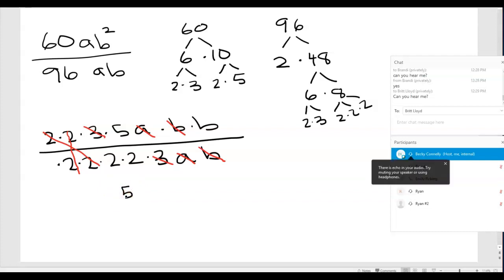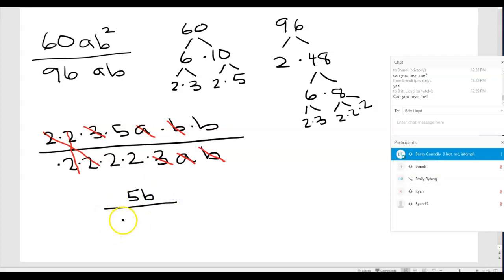The 3 canceled out. Yep, the 2 disappeared there. I don't know why sometimes this pen just disappears. But that's what you end up with, 5b over 8.